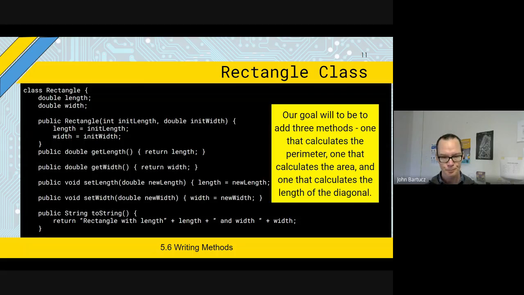makes them private. Then there's the constructor. You can set a length and a width. And it sets them, so that's not a setter, that is a constructor. And then there's two getters and two setters and a toString method that helps you print out a rectangle.